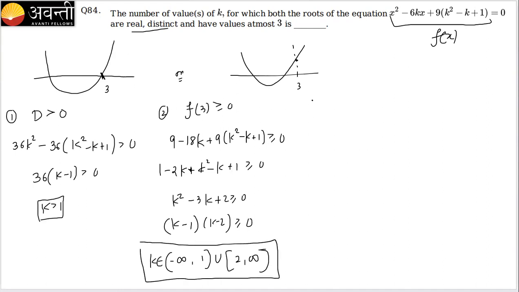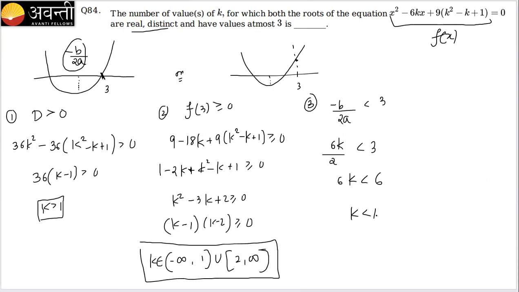And what is my case 3? Case 3 is this value, the central value. The central value is given by −b/2a, right? That −b/2a should always be less than 3. ax² + bx + c, so −b means 6k upon 2 should be less than 3. That means 6k should be less than 6. That means k should be less than 1.